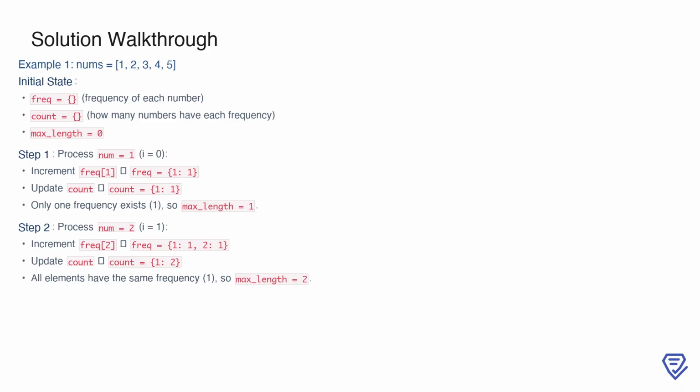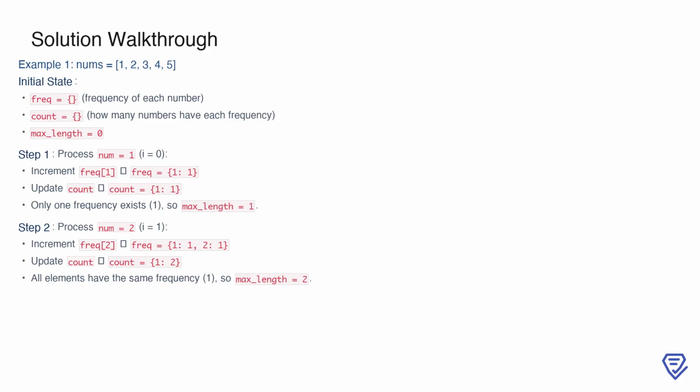Here, we are starting with an example where nums is 1, 2, 3, 4, 5. Initially, both the frequency map, frequency, and the count map, count, are empty, and the maximum length, max_length, is set to 0. Now, for the first number, 1, we increment its frequency in the frequency map, so frequency becomes 1, 1. Then, we update the count map to reflect that there's now one number with a frequency of 1, making count equal to 1, 1. Since there's only one frequency present, we update max_length to 1.